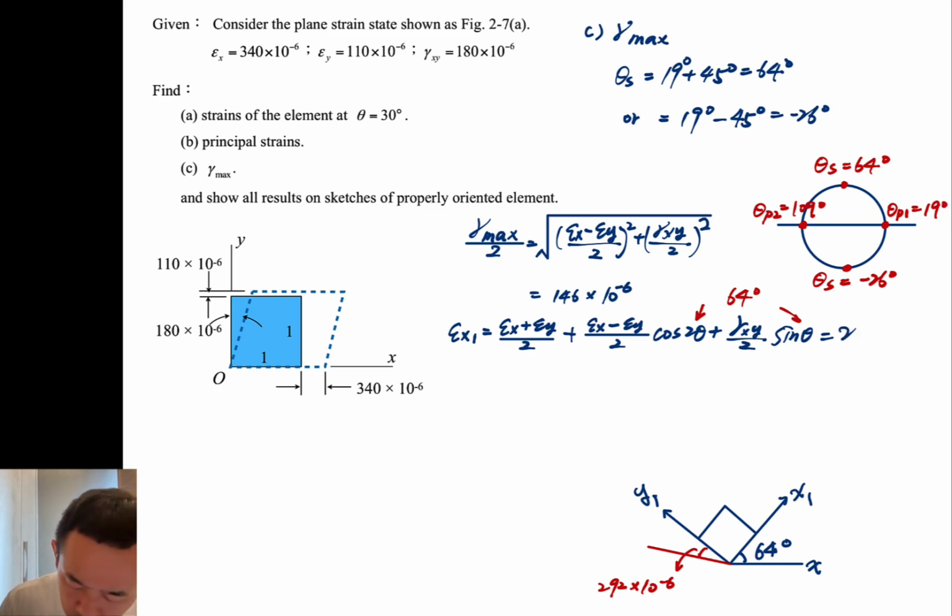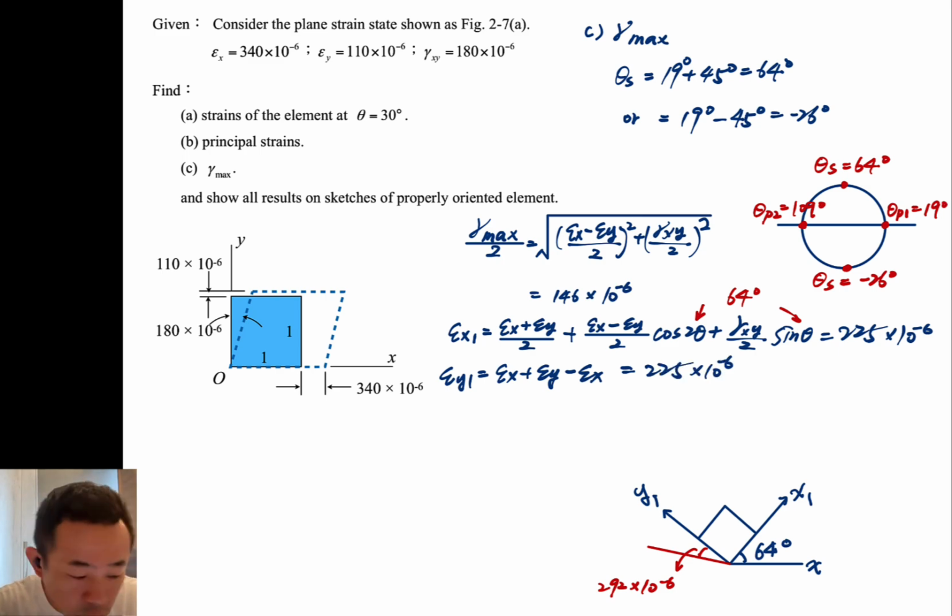So epsilon x1 is 225 times 10 to minus 6, and epsilon y1 will be epsilon x plus epsilon y minus epsilon x, the strain invariant, 225 times 10 to minus 6. Okay, so now you know that here the length will be 225 times 10 to minus 6. Of course, here will be 225 times 10 to minus 6.